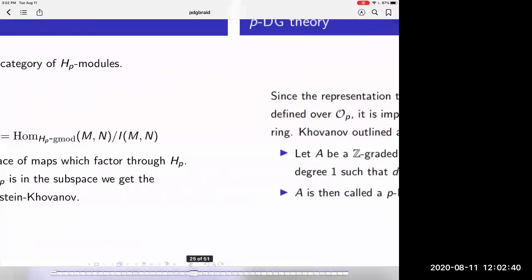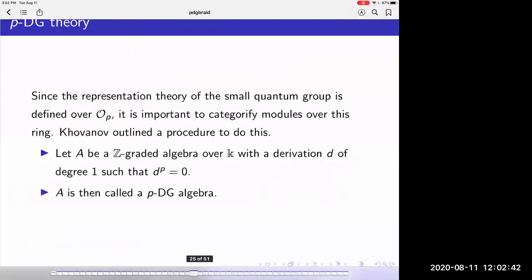Okay, and again, more review from Chiu's talk. The WRT invariant for SL2, one could define it using the representation theory of the small quantum group, which is defined over this p-th cyclotomic ring. And so we want to categorify modules and algebras over this p-th cyclotomic ring. And so Khovanov outlined the procedure to do this.